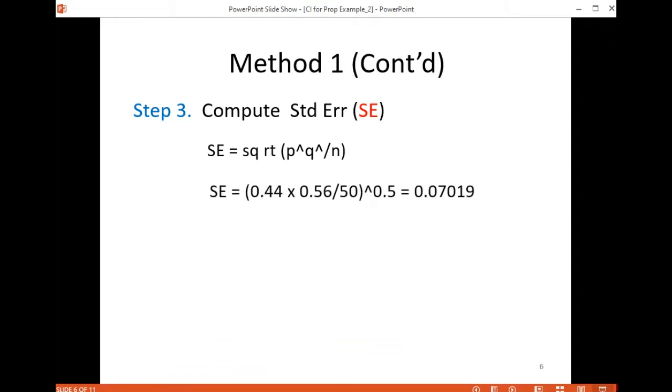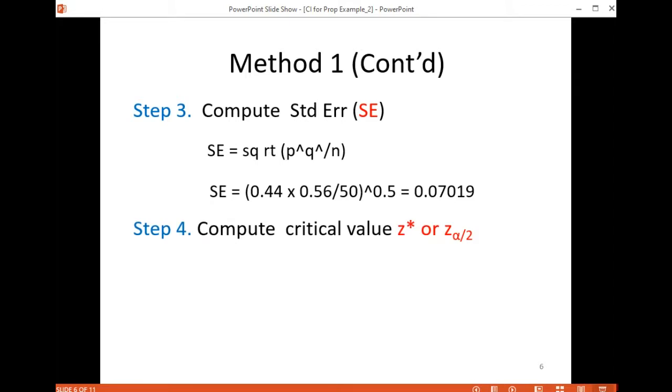Okay, so you should have something that looks like this. I rewrote it this time: the quantity 0.44 times 0.56 over 50, raised to the 0.5. That's the same as finding the positive square root, and that's going to give us 0.07019. So you need to write this number down, 0.07019.